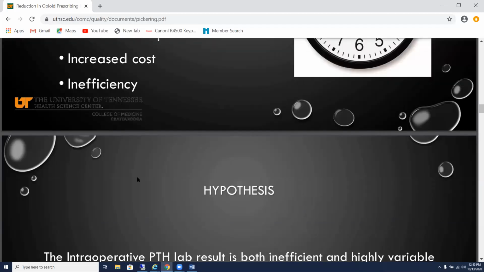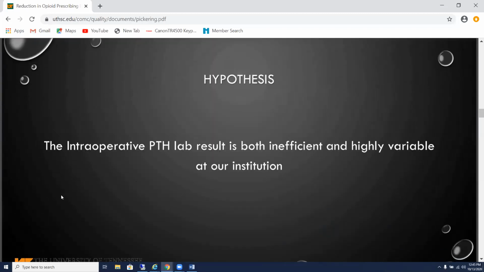Next slide. So our hypothesis was that the intraoperative parathyroid hormone lab result is both inefficient and highly variable at our institution. Next slide.